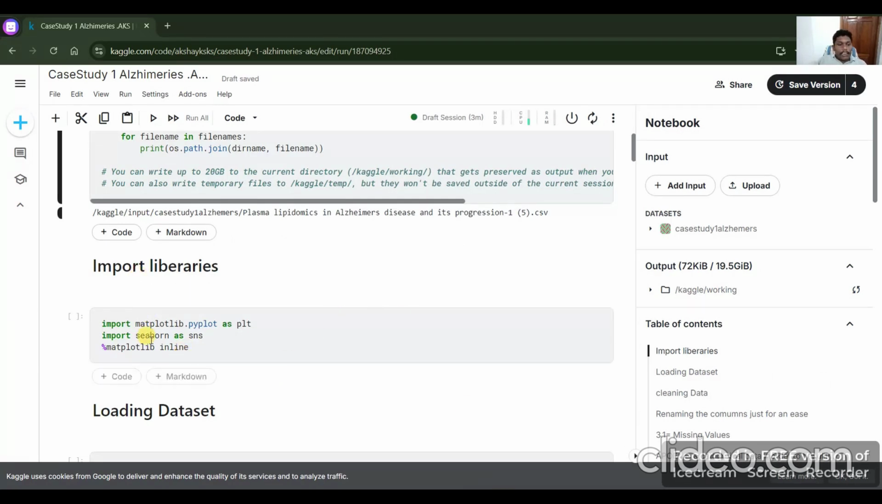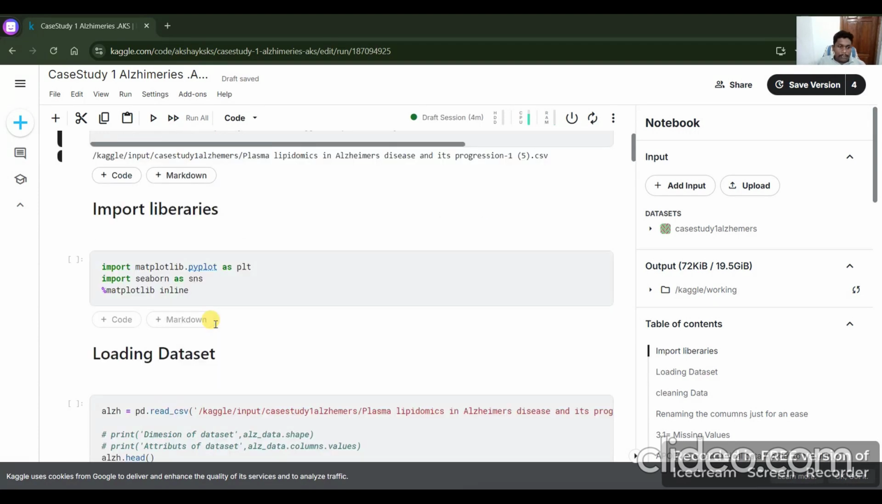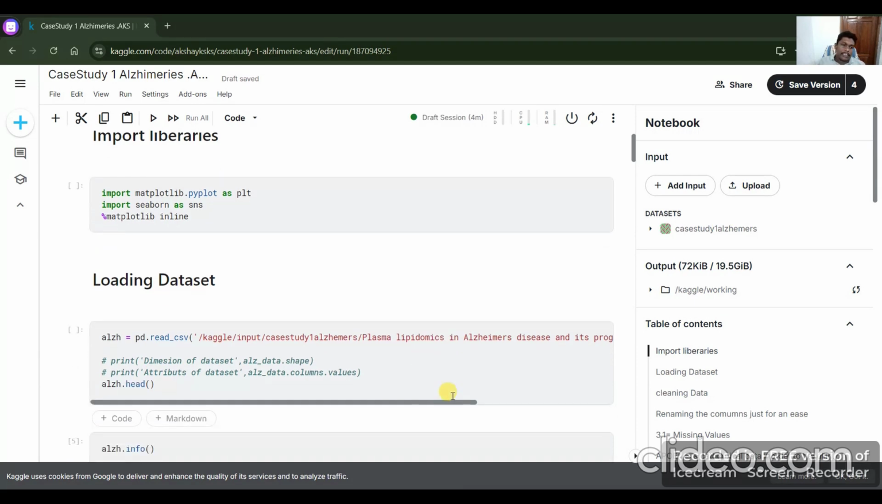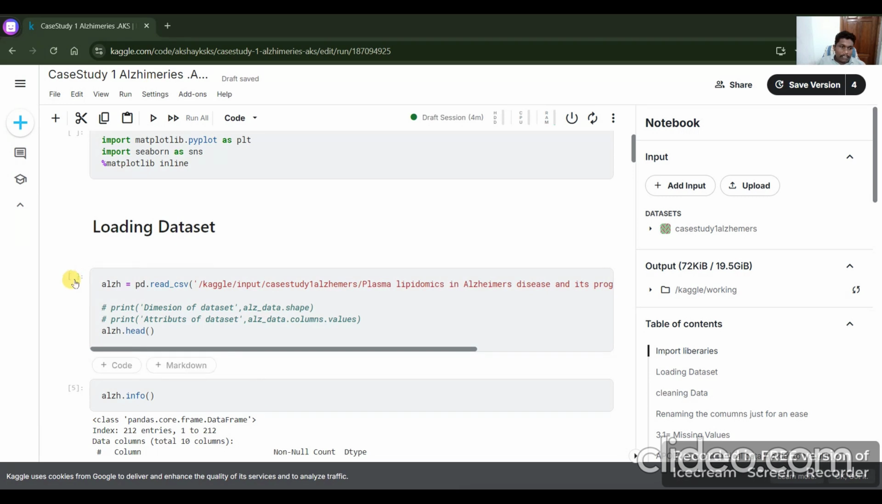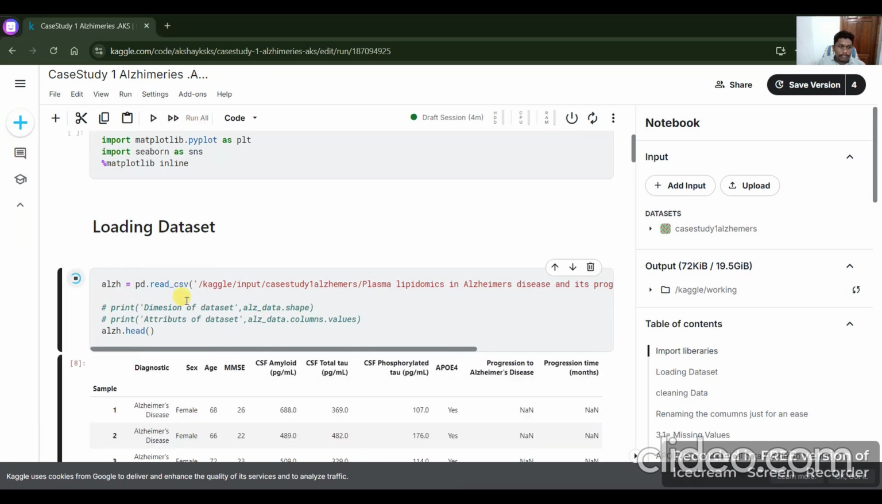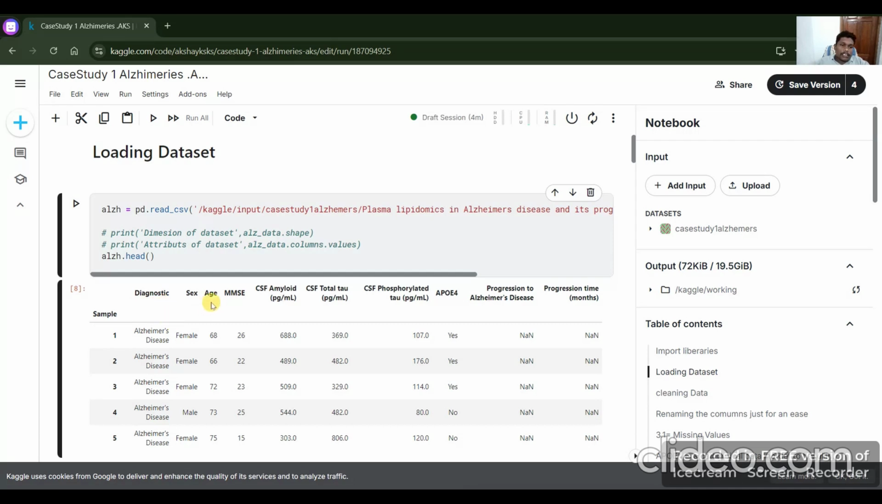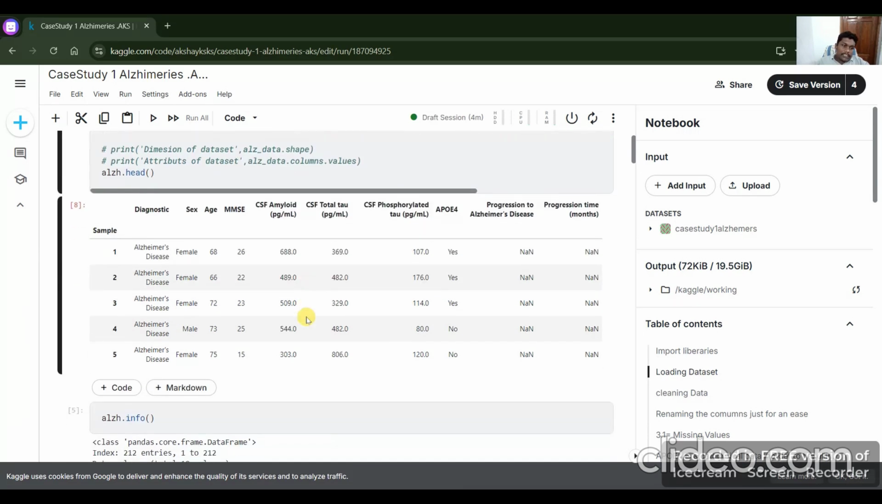You can see the imported libraries, matplotlib, seaborn, etc. Then the dataset is loaded, and pd.read_csv reads it. Here we can see the dataset output, which includes diagnosis, sex, age, MMSE, CSF amyloid, CSF total tau, CSF phosphorylated tau, APOE4, progression to Alzheimer's disease, and progression time in months.